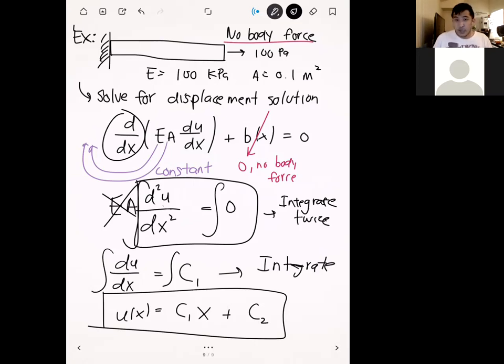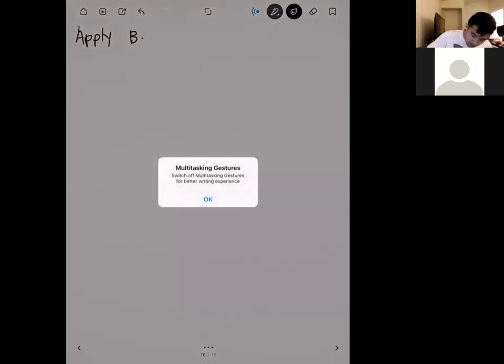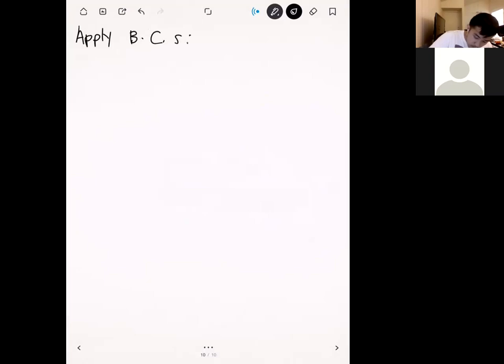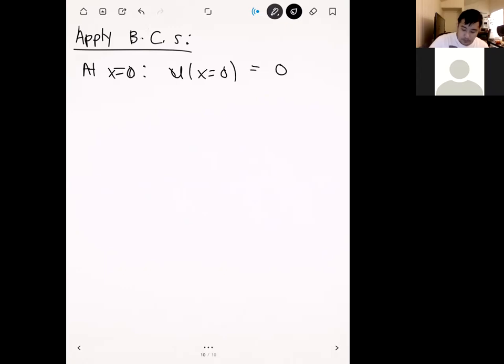Okay. And so now that we've reached this form of the solution, what we need to do here is apply our boundary conditions. Okay. And so let's start with the boundary condition on the left-hand side. This situation right here is different from our example, because remember our example was fixed on the right-hand side. So since this is fixed on the left-hand side, this is where we're going to apply our Dirichlet boundary condition. And so at x equal to 0, we simply have u of x equal to 0 is equal to 0.